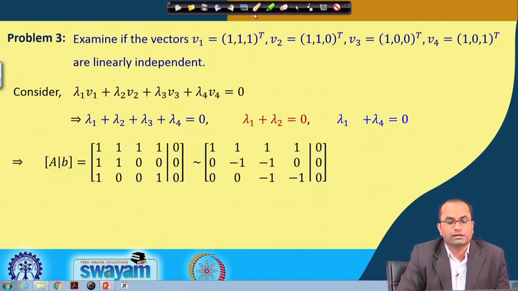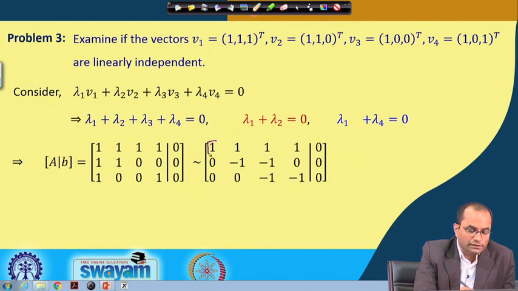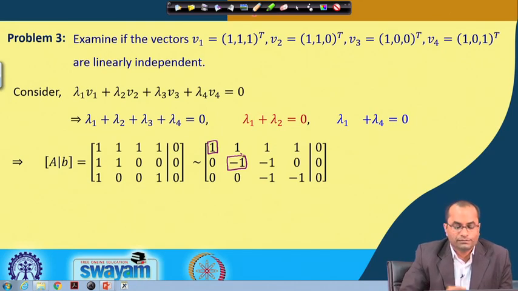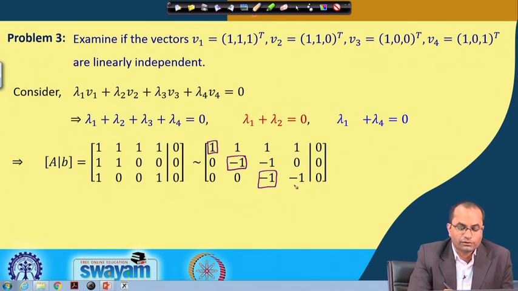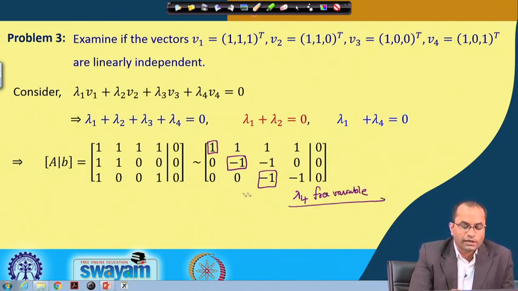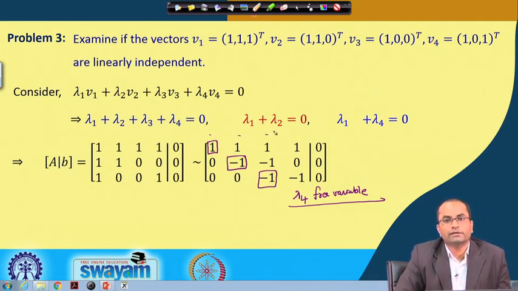Having this echelon form, we can now look at what kind of solutions we are getting. Looking at this, this is the pivot here. Here also we have a pivot, the second column has a pivot, the third column also has a pivot, and the fourth column does not have a pivot, because there is a non-zero quantity sitting to the left of it. If you remember from our previous lectures, this corresponds to lambda 4, which we call the free variable. There is only one free variable in this case, and the dependent variables are lambda 1, lambda 2, lambda 3.